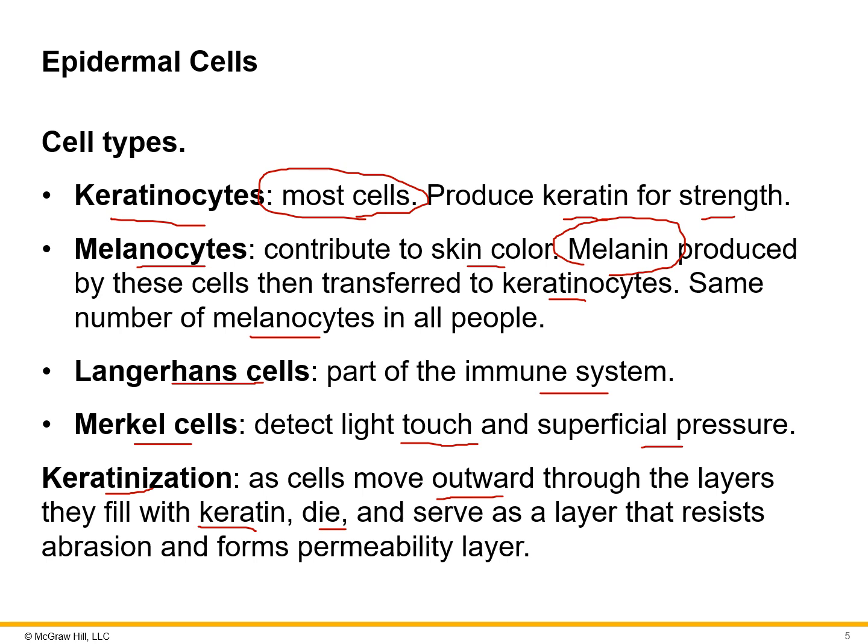That's why we leave skin cells everywhere we go. But it serves as a layer, again, to resist abrasion. Again, think about the strength of that keratin, and also a permeability layer. So again, things aren't moving in and out quite as easily.